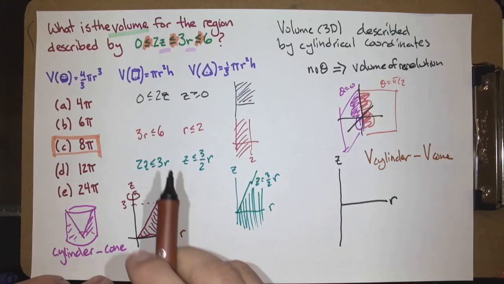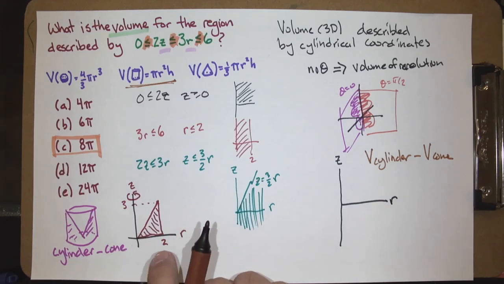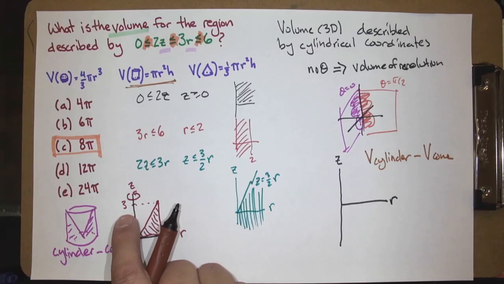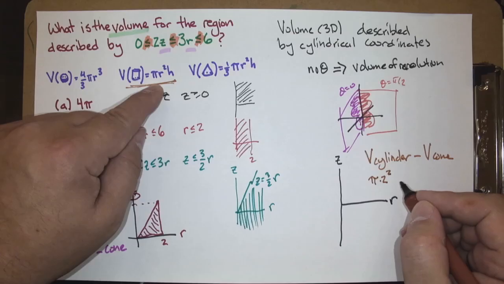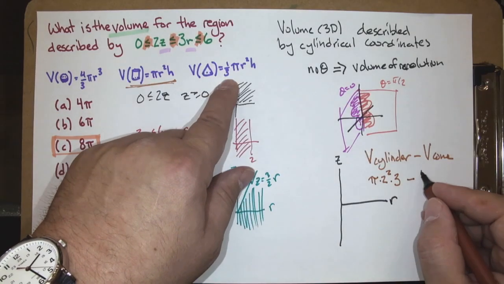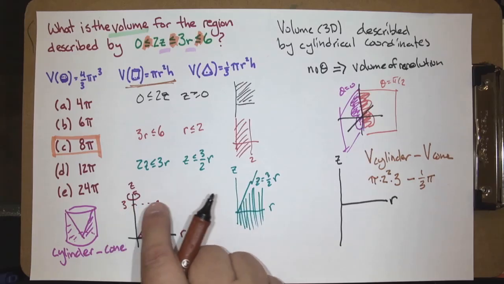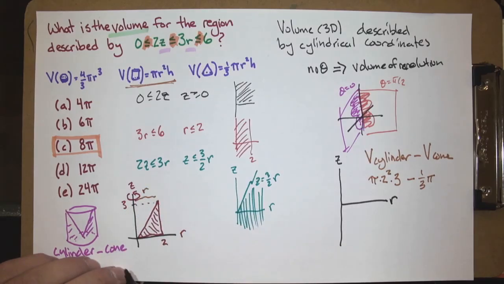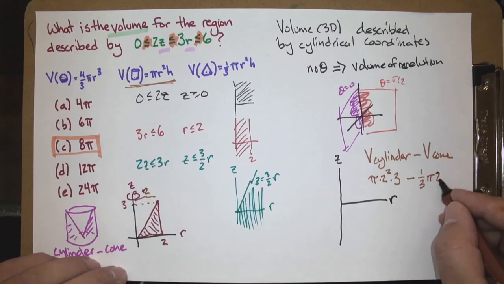Okay, well, we need to answer some questions. For the cylinder, what's our radius? 2. What's our height? 3. And we say, so this is pi 2 squared, because that's our radius, 3. Minus, for our cone, there's a 1/3 pi. Now, what's our radius? 2. It's the same radius. This is still 2. This is our radius up there. So this is 2. All right, so there's still a 2 squared.